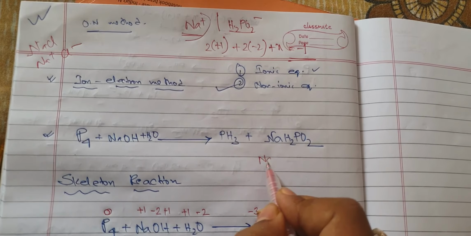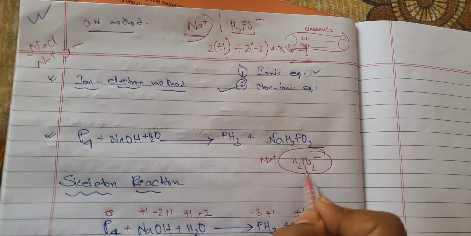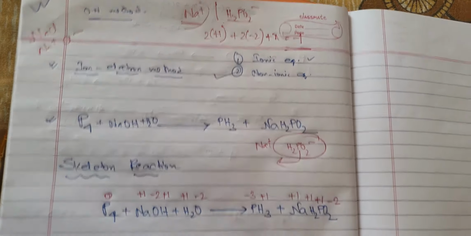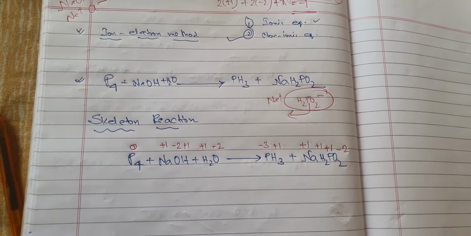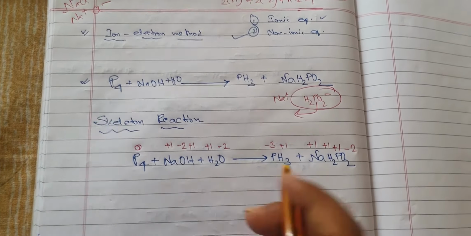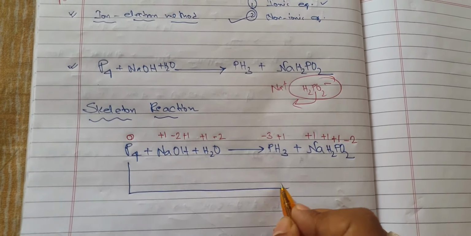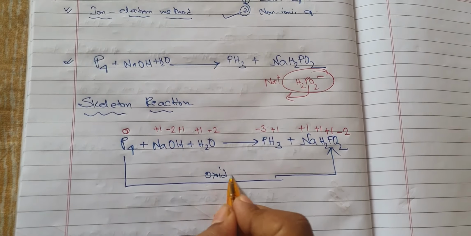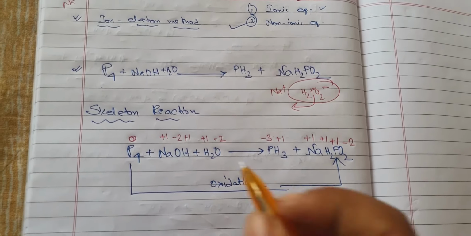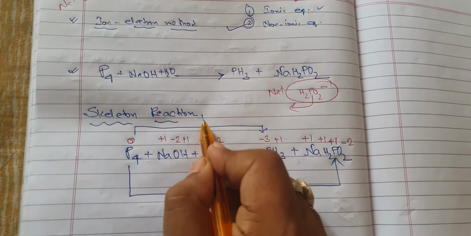So Na plus and H2PO2 minus, then take out the oxidation number of phosphorus. However it came to be, it is plus 1. Now the noticeable thing here is that P4 is getting oxidized to P here, oxidation, yes or no, and P is also getting reduced to P, reduction.